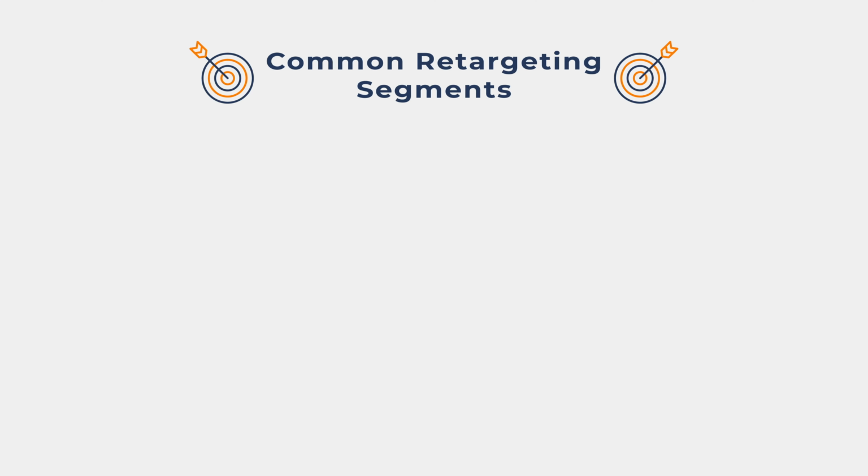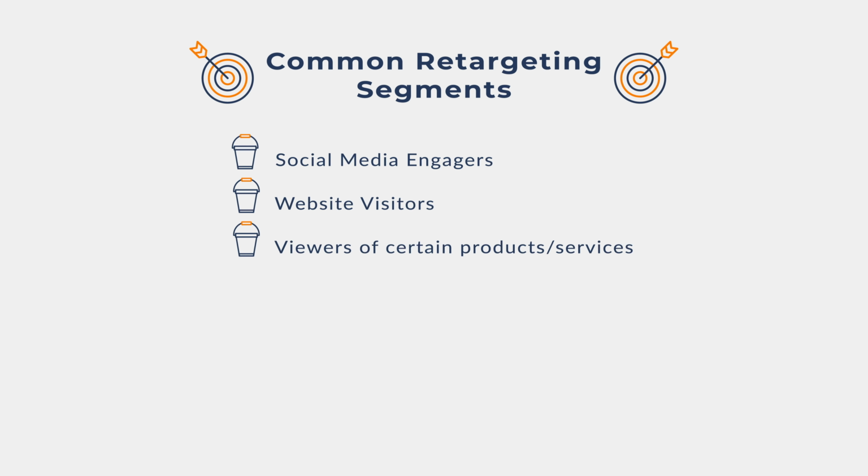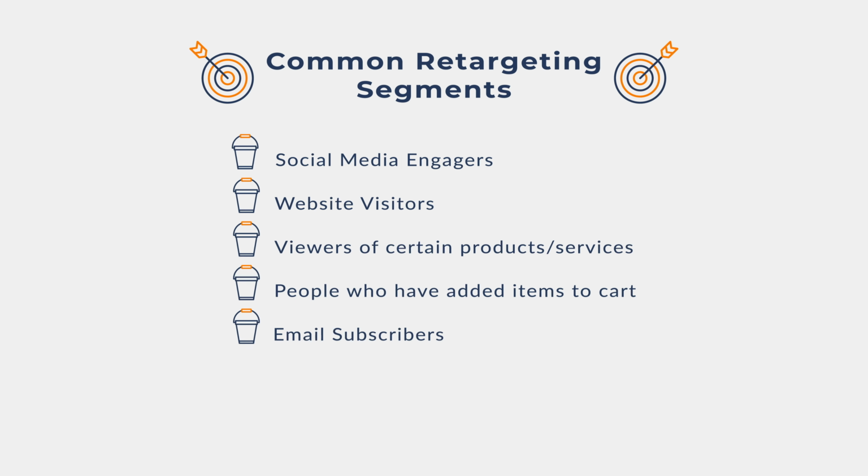But what about the people that we do? We want to be able to retarget them. So we care less about their identity and more about the actions they've taken with our brand. Some of the more common buckets we can put people in are engagers on social media, website visitors, people who have viewed a product, people who have added a product to their cart, people on our email list, or maybe people who have purchased once or more than once in the past.